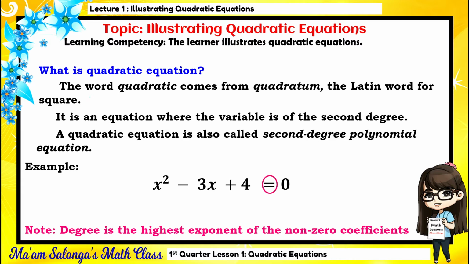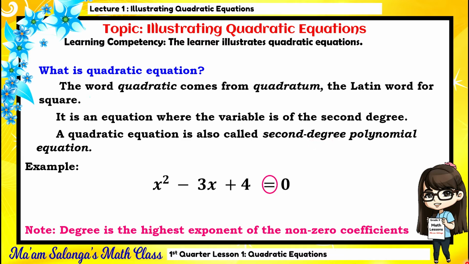Because the definition of equation is that it is a mathematical statement that two expressions are equal and indicated by equal sign. Pangalawa, dapat ang highest exponent o yung tinatawag nating degree ay 2. Dahil nga ang quadratic equation ay tinatawag na second degree.